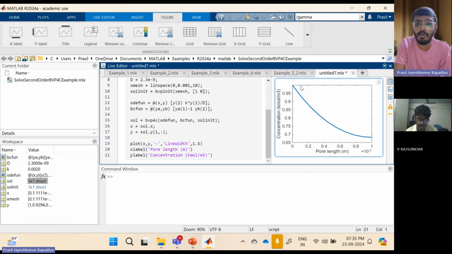If you can see, at x is equal to 0, my CA is equal to 1, and at x is equal to 1, dCA by dx is equal to 0. So my CA is some constant value. So this is how it should look.